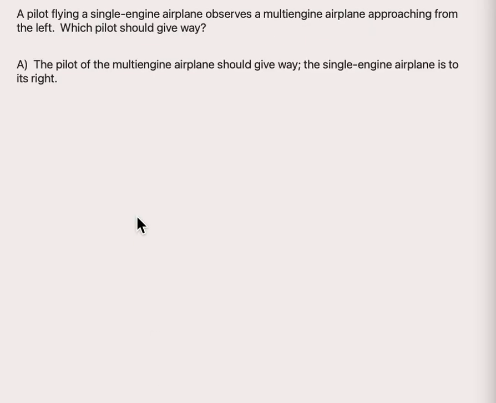If he sees the green light, which is on the right wingtip. A pilot flying a single-engine airplane observes a multi-engine airplane approaching from the left. Which pilot should give way? The pilot of the multi-engine airplane should give way. The single-engine airplane is to its right. So yeah, it's whoever's to the right is what matters.